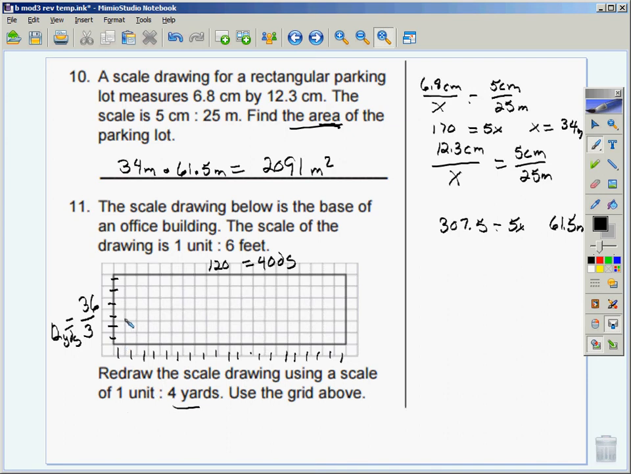This would be 3 units up. 1, 2, 3 units up. And I'd divide this also by 4, and it would be 10 units across. 1, 2, 3, 4, 5, 6, 7, 8, 9, 10 units across. So my new rectangle would actually be right there.